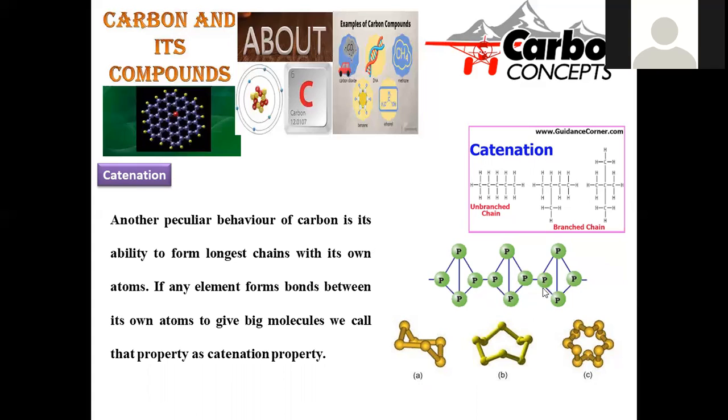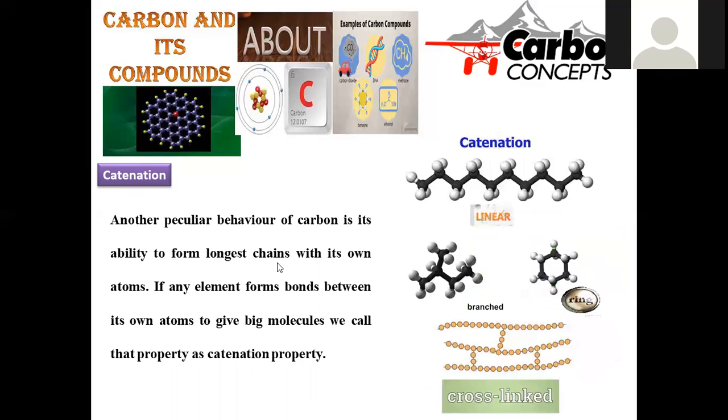Catenation is exhibited by phosphorus in this manner. Even sulfur is available in a catenated structure. Along with these, carbon also exhibits the catenation property, either in chain-like or branched, or otherwise in cross-linked types of structures. The catenation property of carbon is well described in this manner.